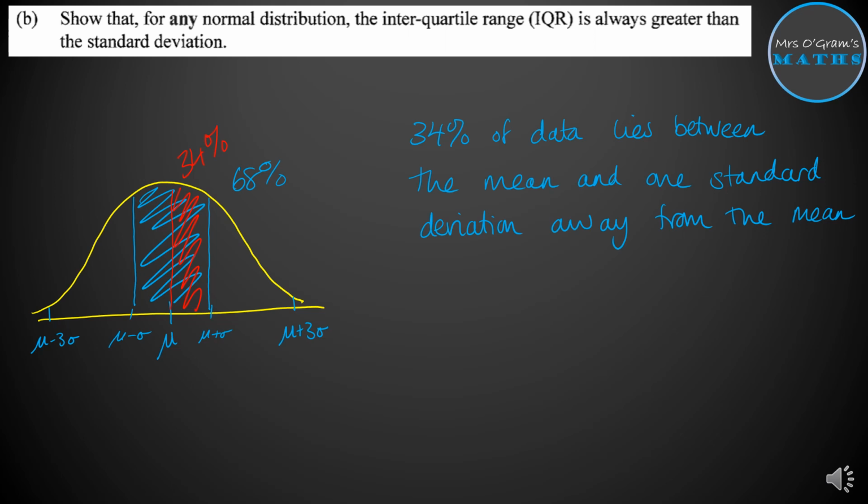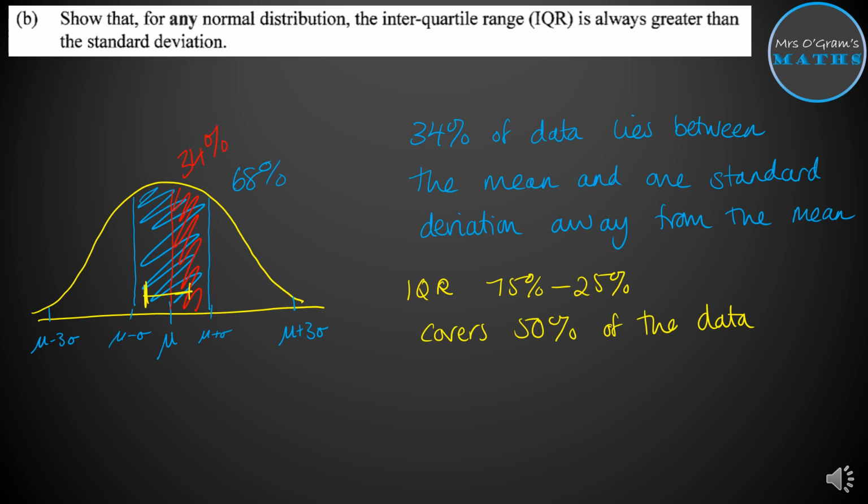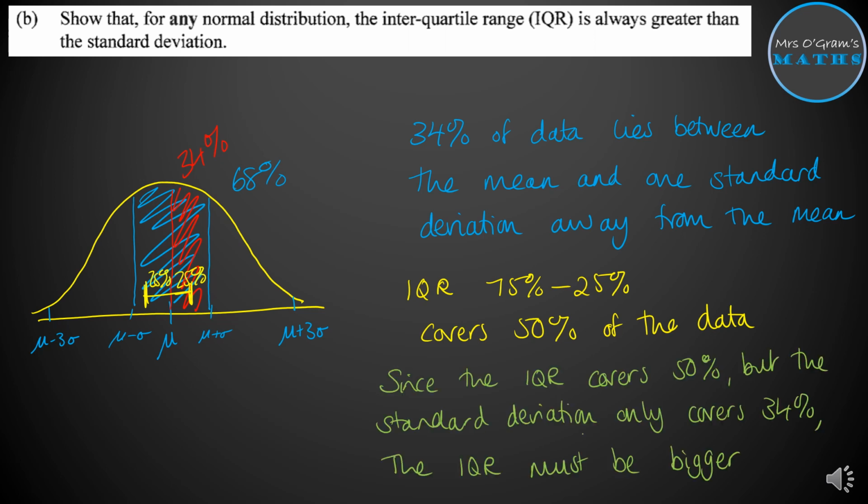However, the interquartile range is from the bottom 25% to the top, to the 75% mark. All right, so it covers 50% of the data. It would be something like this, up from there up to there, 25% on either side. So we can come to the conclusion that since the IQR will always cover 50%, but the standard deviation only covers that 34%, the interquartile range must always be bigger than the standard deviation.